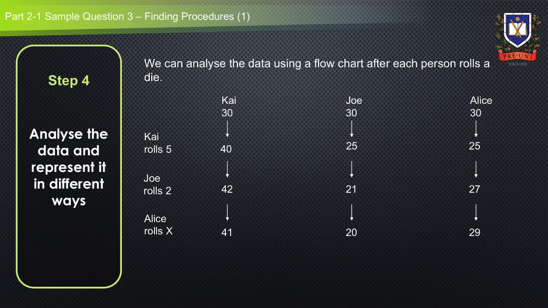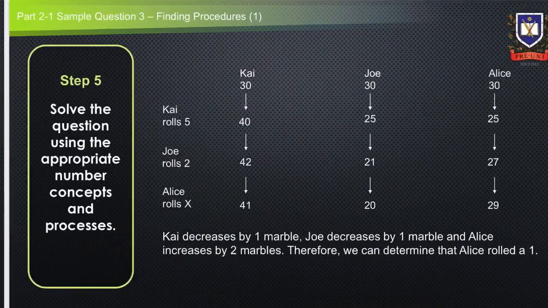After Joe rolls a 2, he has to give Kai and Alice 2 marbles, resulting in 42 marbles for Kai, 21 marbles for Joe, and 27 marbles for Alice. And when Alice rolls X, Kai ends up with 41, Joe ends up with 20, and Alice ends up with 29. The key part here is that Kai decreases, Joe decreases, but Alice increases. So that tells us something.